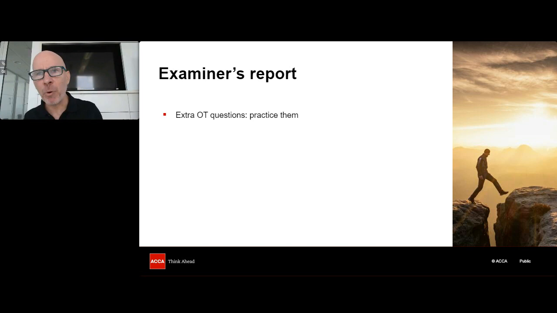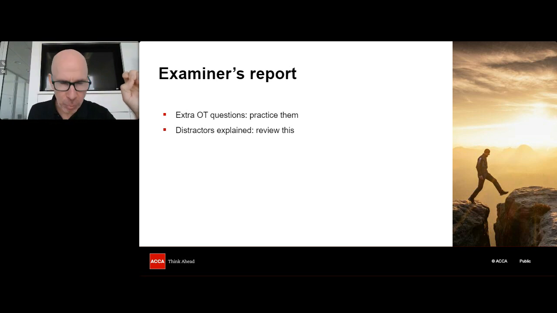Guys, the examiner's report is not telling me anything new lately. Same problems. But if you go into the examiner's report, there are extra questions that you can practice. It's a very cool resource if you're looking for some more questions. In the examiner's report, they also explain how the distractors are built up. And let me give you a spoiler: the distractors are based on the most common mistakes. So if you look at a couple of those common mistakes, you're going to put yourself in the mindset of the question writers.